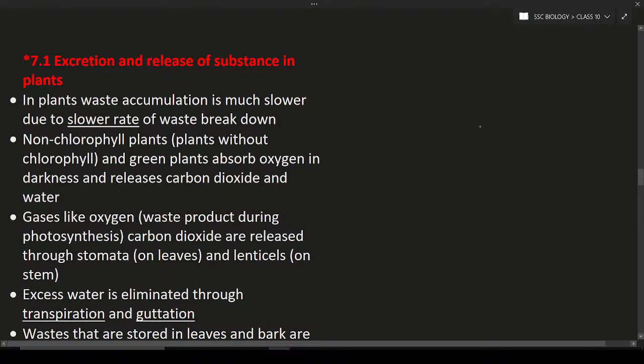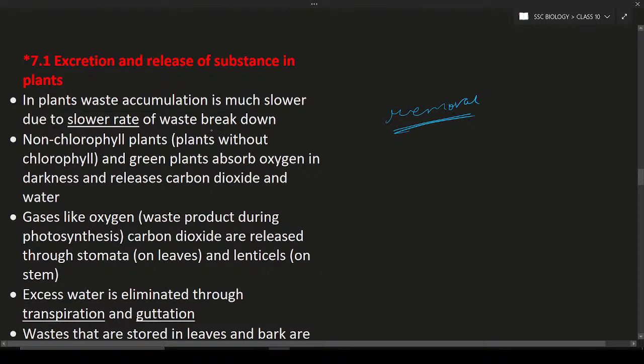So, excretion. What is meant by excretion? In the previous classes, we have discussed excretion. Excretion means removal of a substance. Here the organisms remove waste materials, and that is known as excretion. By the process of excretion, the waste materials are removed from the body.